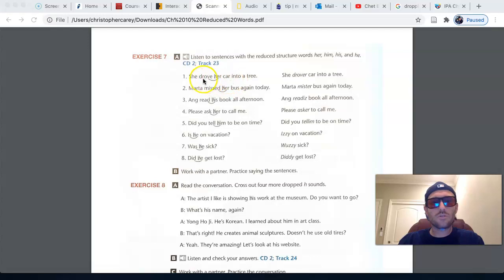She drove her car into a tree. Marta missed her bus again today. Aang read his book all afternoon.